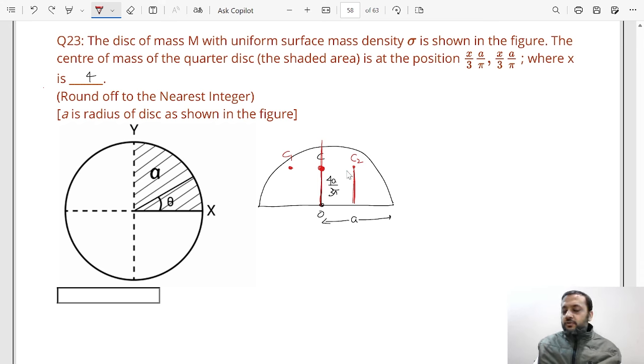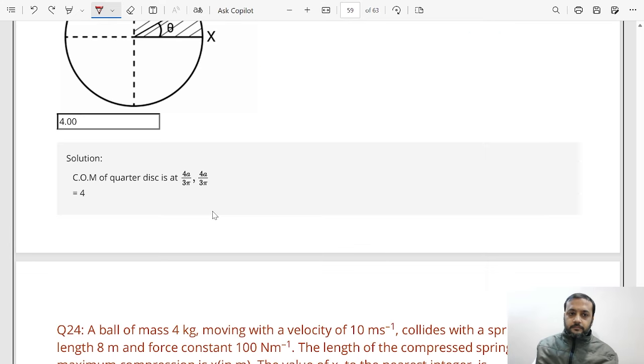Now if you just look at the quarter disk, just this part, if the y coordinate is 4a by 3 pi, then the x coordinate should also be 4a by 3 pi. Why? Because this disk is absolutely identical in the x and y axis, which is why you're getting identical x and y coordinates. But this I think many of you know as a standard result also. Anyway, I hope you would have understood.